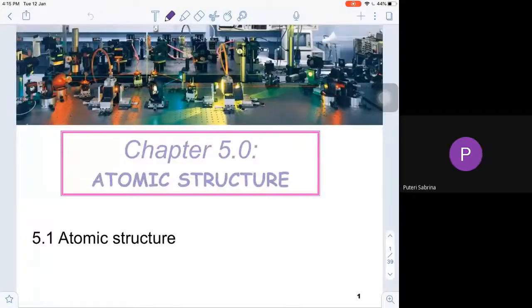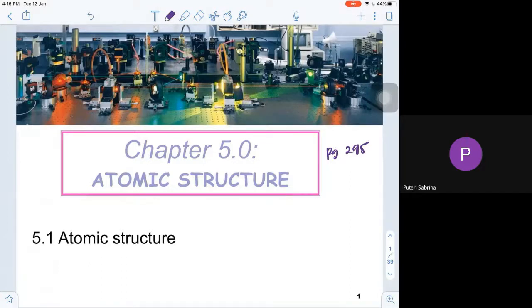We are moving to the fifth chapter. This chapter is the atomic structure. The start of this chapter in our textbook is on page 295. There are several subtopics under this chapter 5.